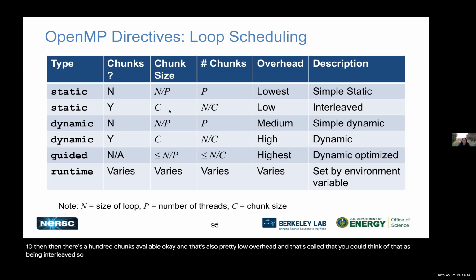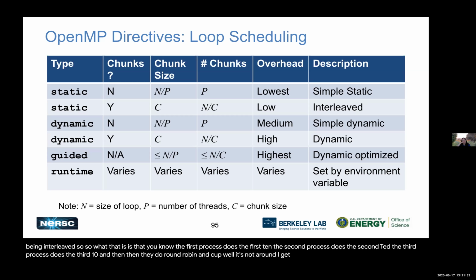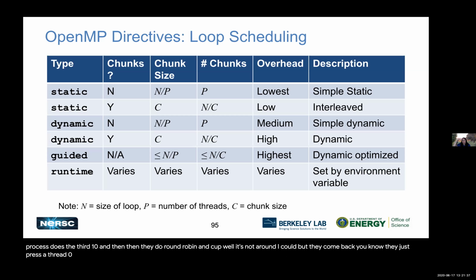So what that is, the first process does the first 10, the second process does the second 10, the third process does the third 10, and then they do a round robin. Well, it's not a round robin again, but they come back: thread 0, thread 1, thread 2, thread 3, thread 0, thread 1, thread 2, thread 3.